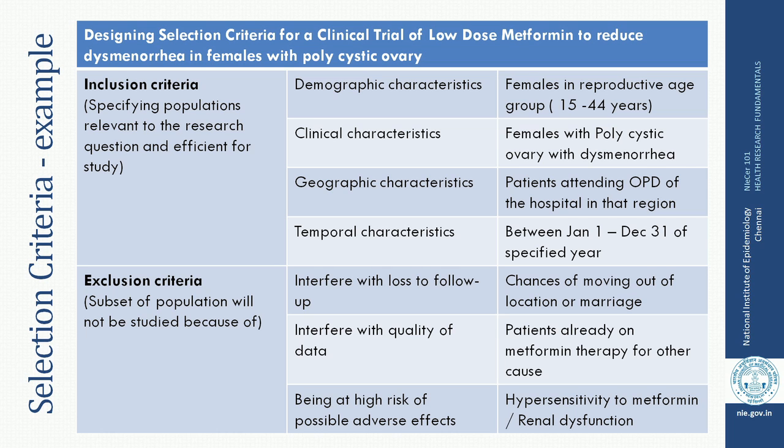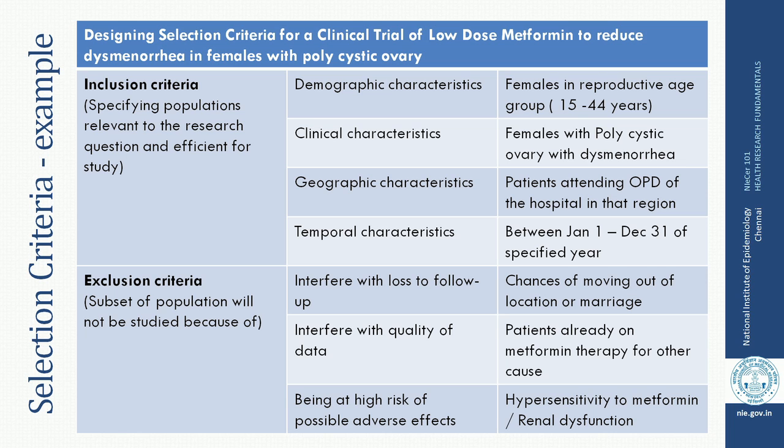The clinical characteristics are reproductive age group females with polycystic ovary and suffering from dysmenorrhea. The geographical characteristic means patients attending the OPD of the hospital where the study is going on in the particular region. And the temporal characteristic is the period between January 1 and December 31 of the specific year. So, temporal is the time.